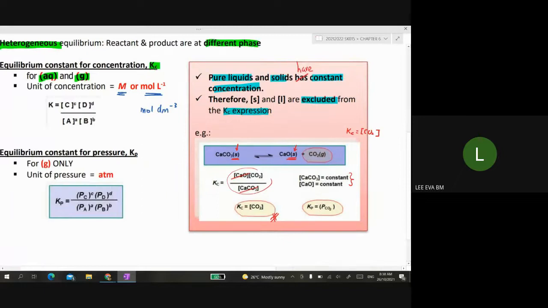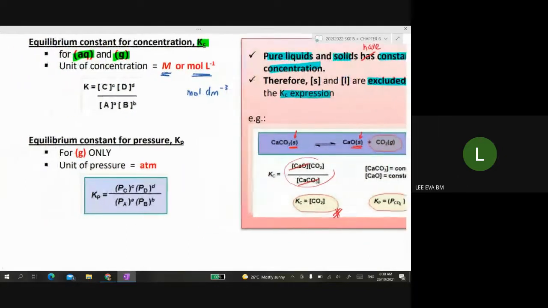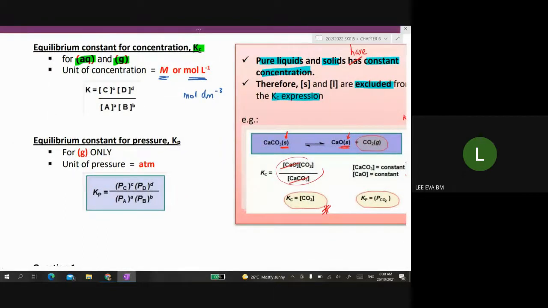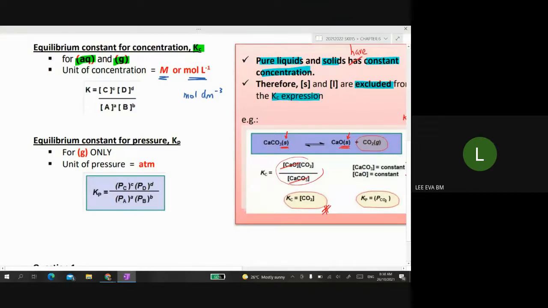Okay. So again, square bracket represents concentration. The second equilibrium constant over here we have for pressure. So Kp. Pressure, as madam mentioned just now, only refers to when you have a gaseous phase. So for gaseous species only. Okay, so the units over here, we're still using atm, representing your partial pressure.